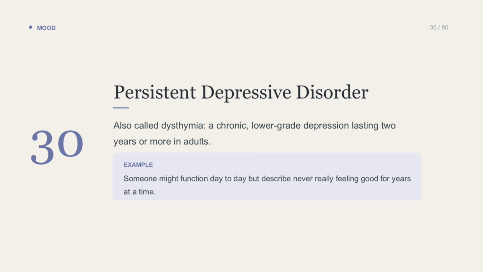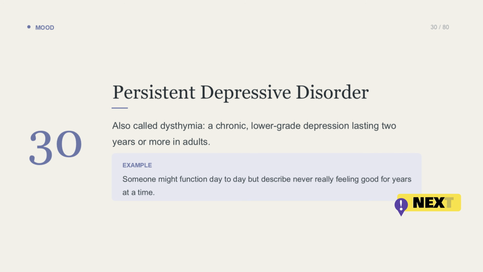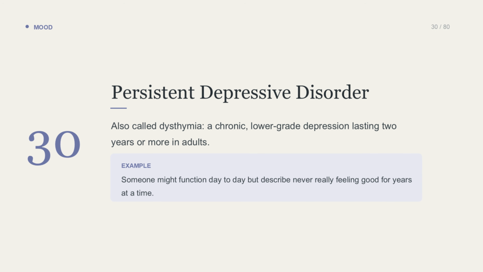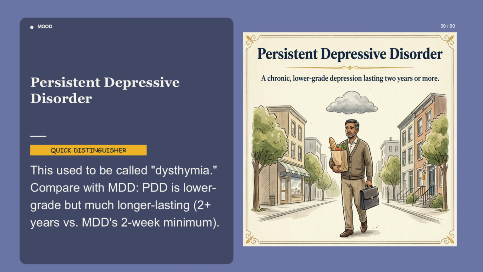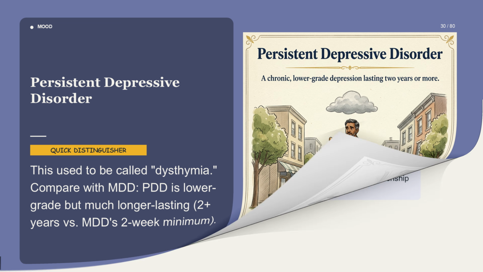30. Persistent depressive disorder. Persistent depressive disorder, also called dysthymia, is a chronic lower-grade form of depression lasting 2 years or more in adults. For example, someone with persistent depressive disorder might function day to day, but describe never really feeling good for years at a time.